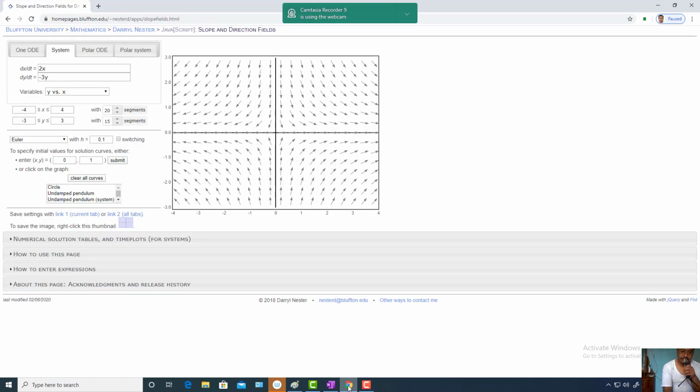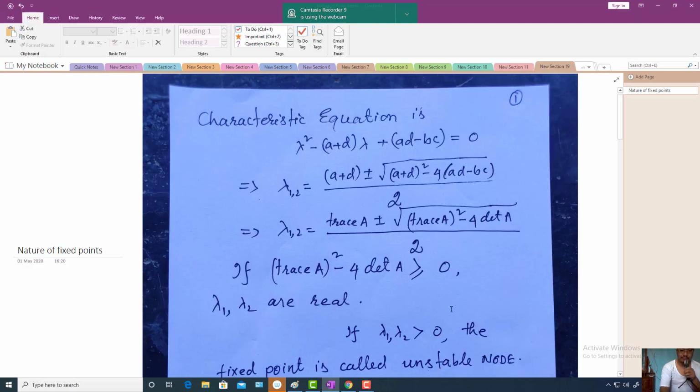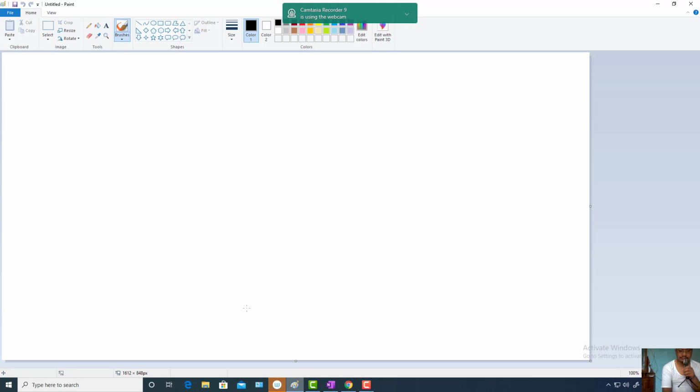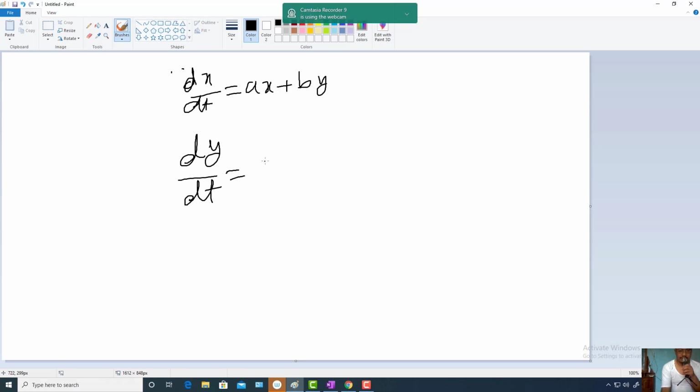to find the characteristic equation and the roots of the characteristic equation. So for a given linear system, for example, dx/dt = ax + by, and dy/dt = cx + dy. So the matrix of the coefficients is [a, b; c, d].